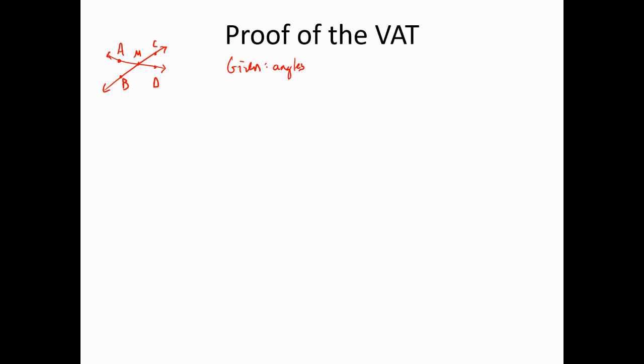So angles AMB and CMD are vertical, and what we wish to prove is that their measures are equal. So the measure of angle AMB we wish to prove is the same as the measure of angle CMD.